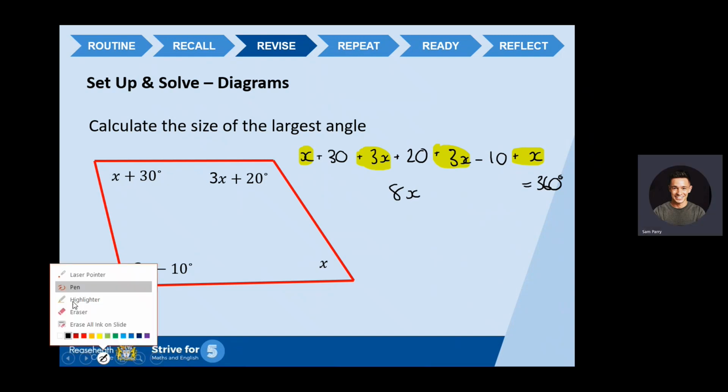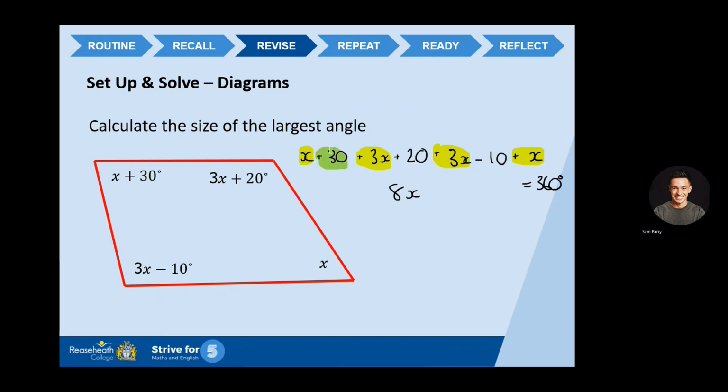And then we can focus on the next bit. So let me choose a different color for this. Let's go for a green. So I've got a 30 plus 20, that's 50, minus 10. 50 take away 10 is 40. 40 is a positive number, so it's going to be plus 40. And look at that, we've now got our little solving equation there.